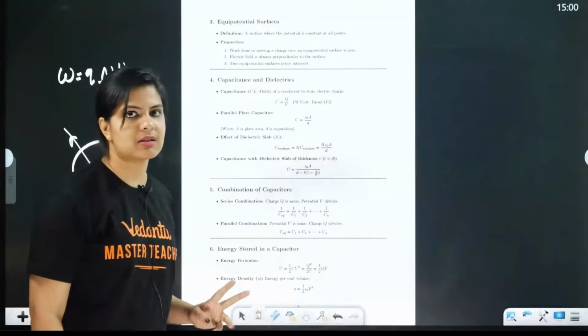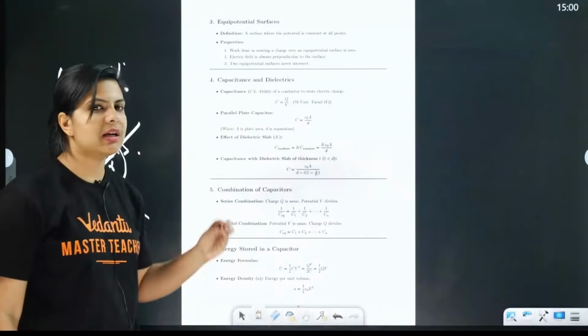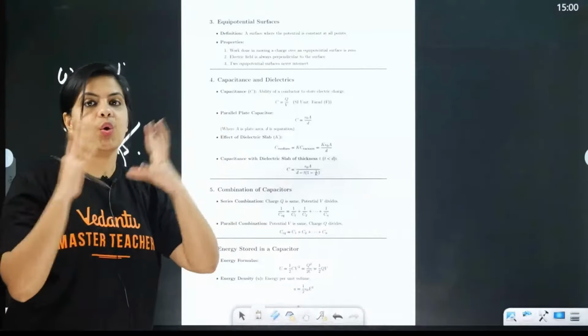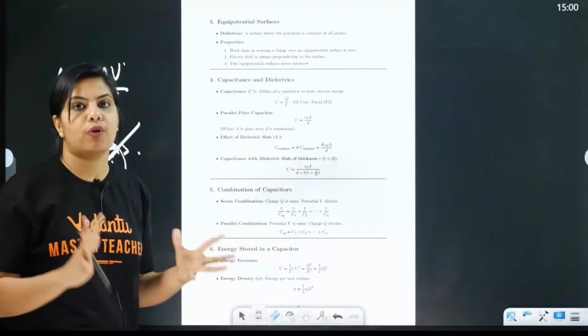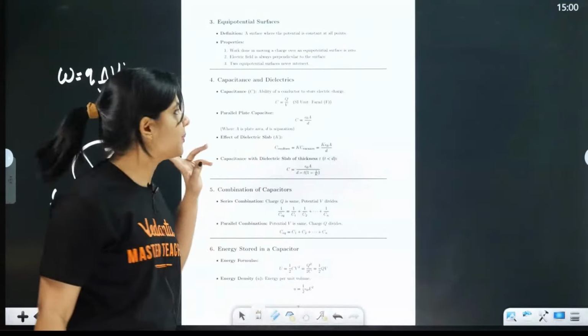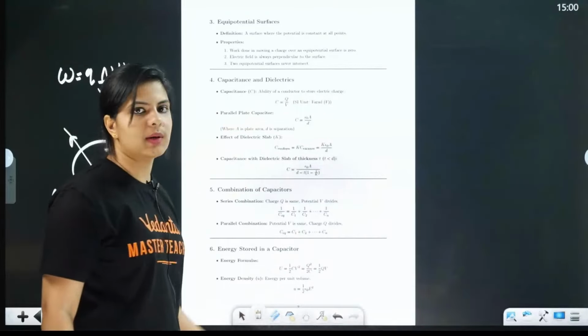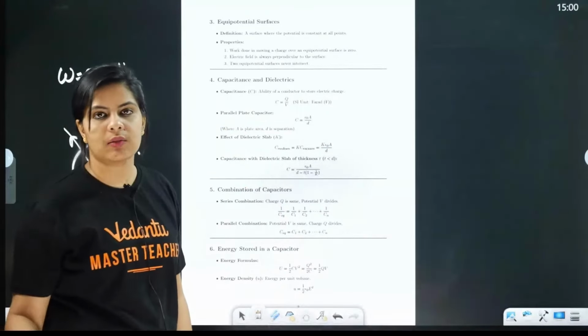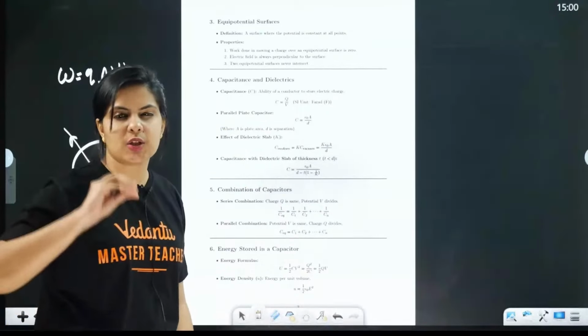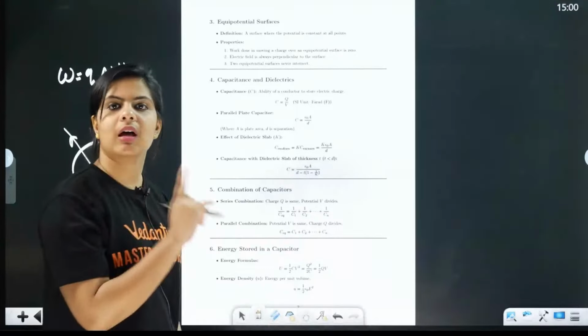Next is capacitance. What is capacitance? It is the ability of a conductor to store electric energy in the form of electric field. So C is equal to Q by V. Q is always proportional to V, so we can introduce a constant, and that constant is the capacitance.